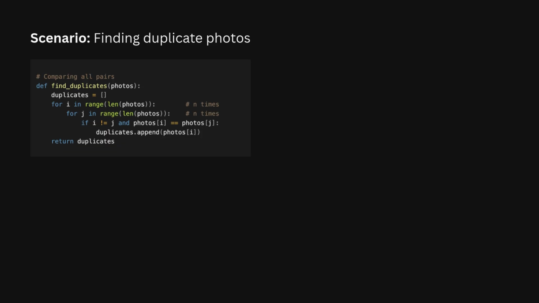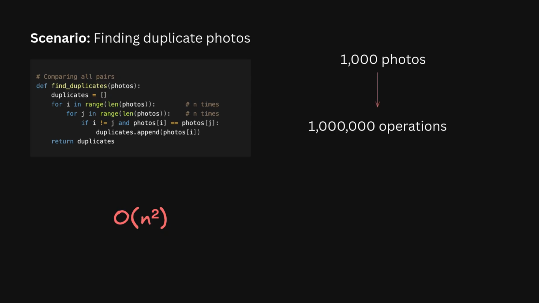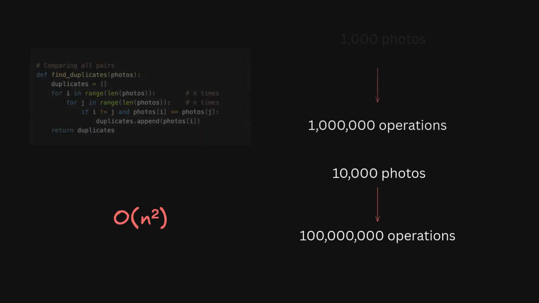Now consider finding duplicate photos. A naive approach might compare every photo with every other photo. Now this is Big O of n squared. For 1,000 photos, that's about a million comparisons. For 10,000 photos, it's 100 million comparisons. The problem isn't visible at small scale. For instance, if we have 100 photos, we will be doing 10,000 operations. It might be fine. At 10,000 photos, that is 100 million operations, and it becomes a bottleneck.